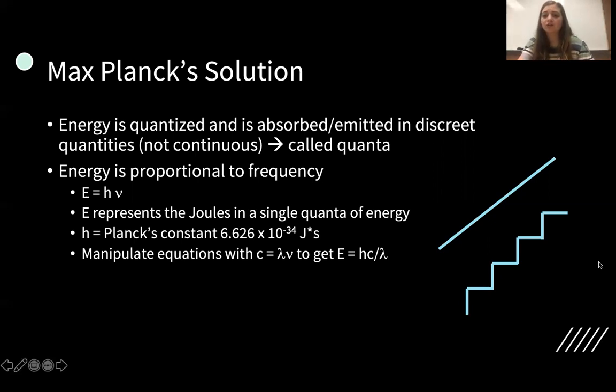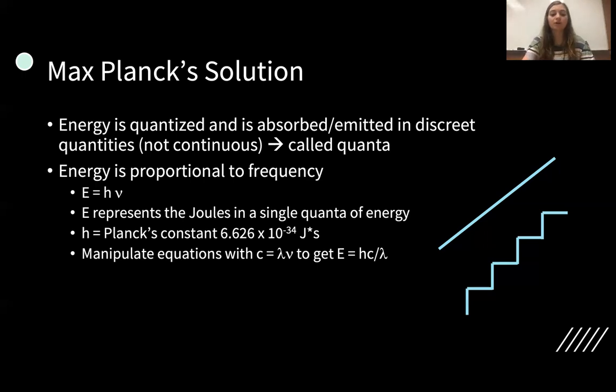Planck also proposed that energy is proportional to frequency and came up with this equation here. So energy is equal to Planck's constant times the frequency. The energy in this equation is in joules, and it represents a single quanta of energy. H is Planck's constant, which is 6.626 times 10 to the negative 34th, and the units on that are joule seconds. And that's going to be the same for any equation with h. And this is obviously the frequency of the wave.